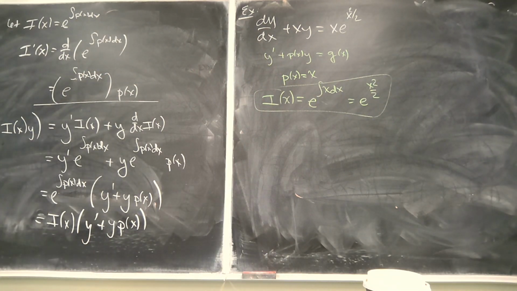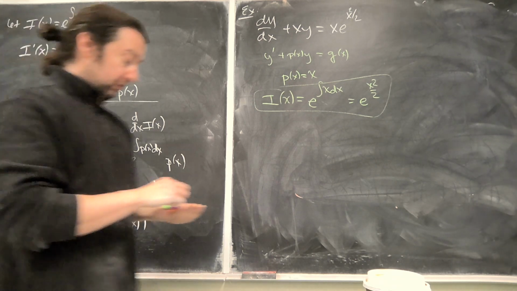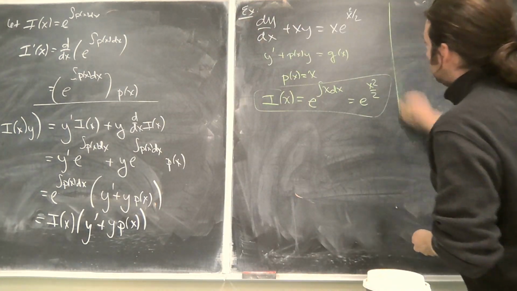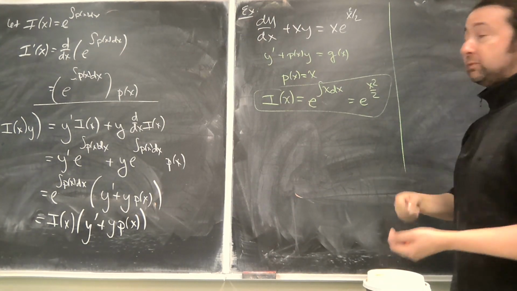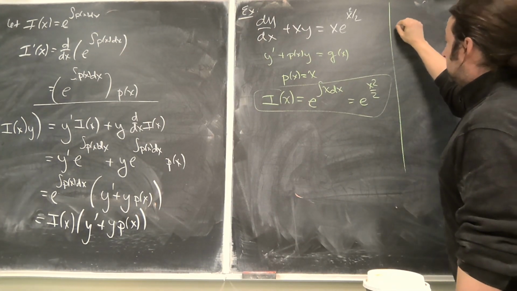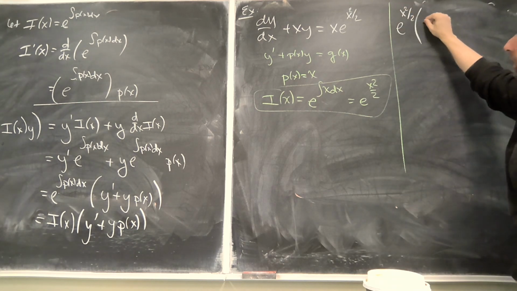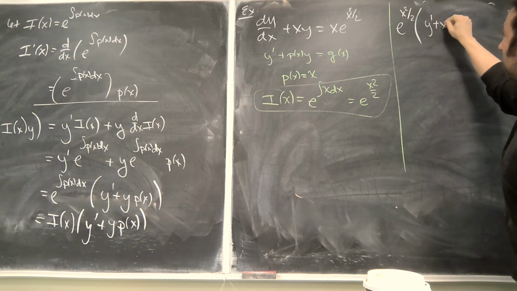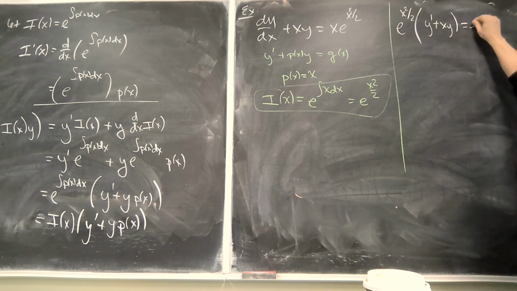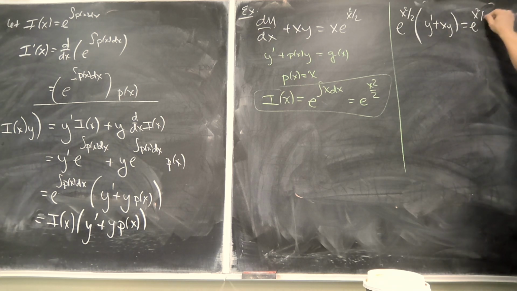What does this say? The whole point of integrating factors is that once I've got the integrating factor, I want to create the product rule. So I'm going to take my original equation and multiply both sides by the integrating factor. e to the x squared over 2, that's my integrating factor, times y prime plus x y is equal to e to the x squared over 2 times x e to the x squared over 2.